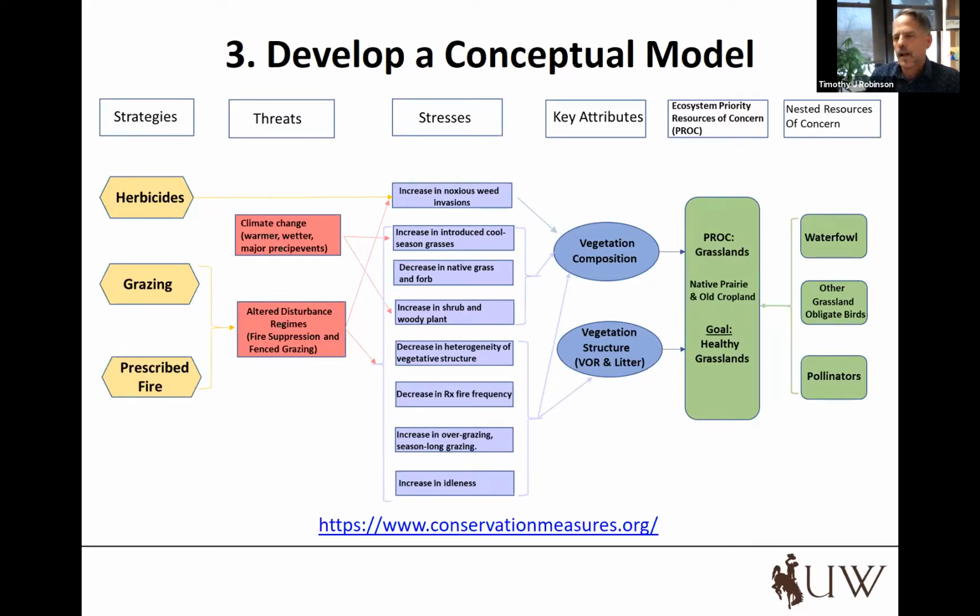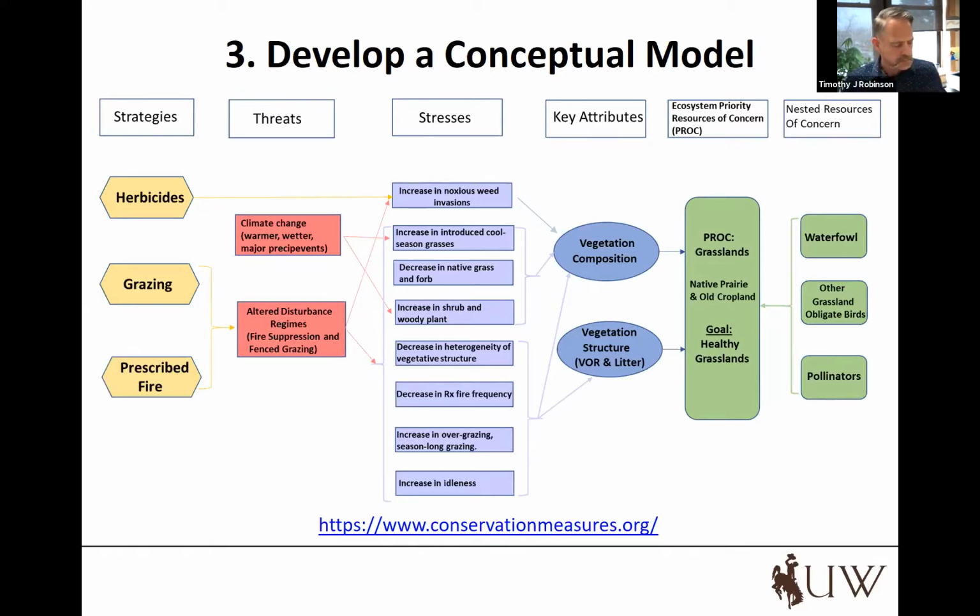So now on the far left of that diagram, you see the different management strategies that we're going to talk about. And so the management strategies are designed to address the threats. And the idea is that if we can effectively deal with the threats, that will inhibit the stresses, which means that we're going to have better vegetation composition, which means we're going to have better grasslands, which is going to have the end result of the characteristics that we're really interested in.